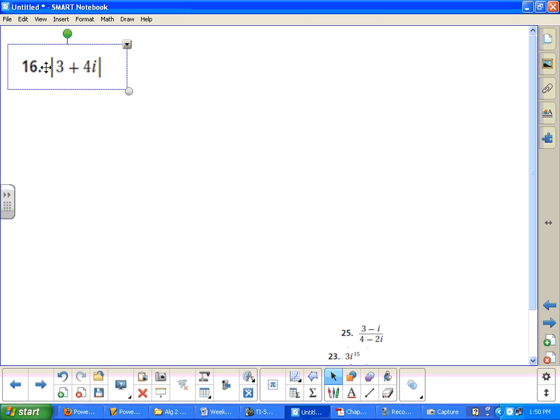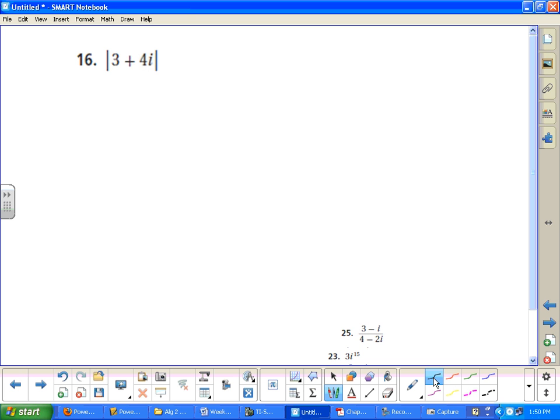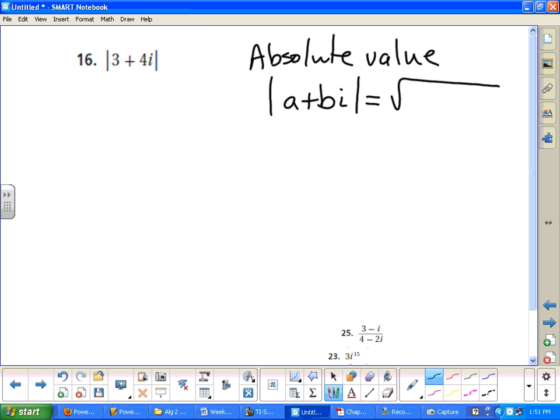Okay. All right, so we want to find the absolute value of a complex number. The absolute value of a plus bi is equal to the square root of a squared plus b squared. You're doing the Pythagorean theorem, basically.